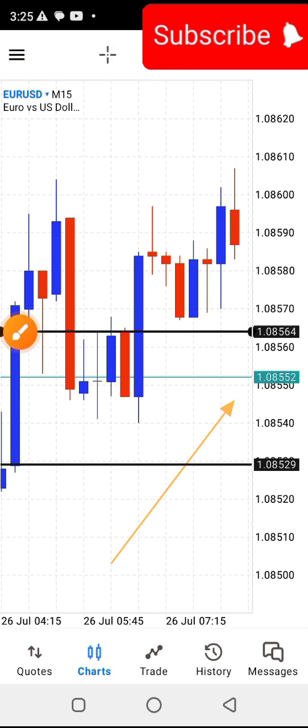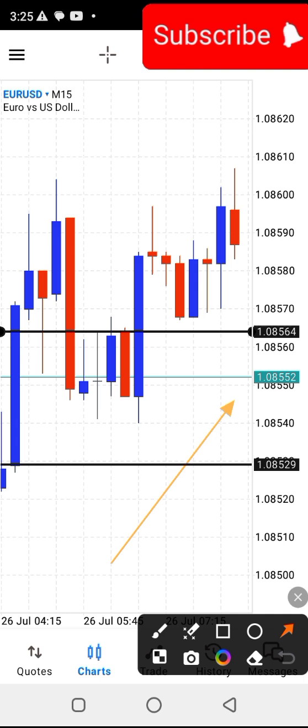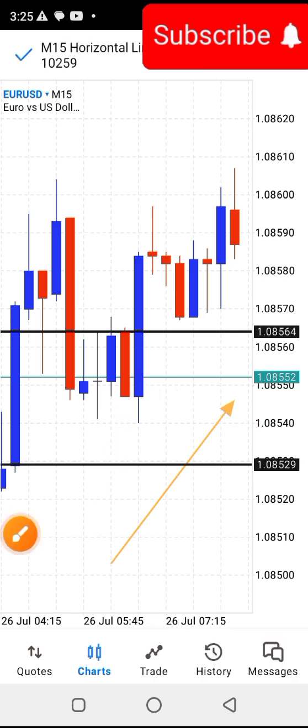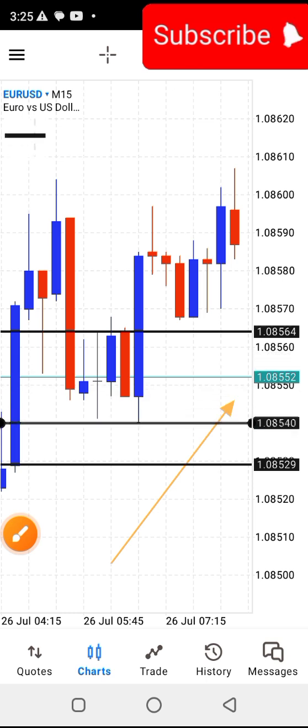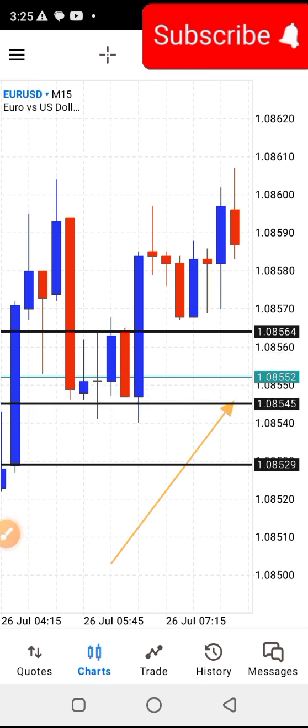Let me move this down so I can see clearly. This right here is a breaker block. Look at this, this right here is a breaker block. So the FVG is aligning with this breaker block right here. So there's a breaker block within the FVG, giving you a higher probability that this FVG is going to work because there's a breaker block inside of it.